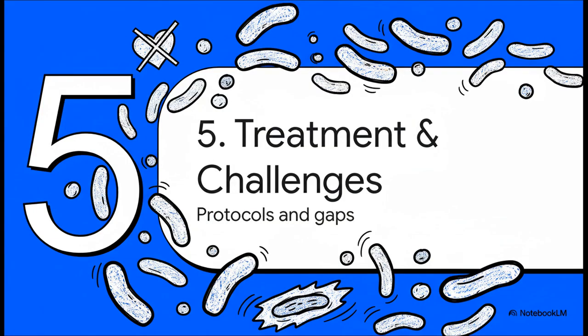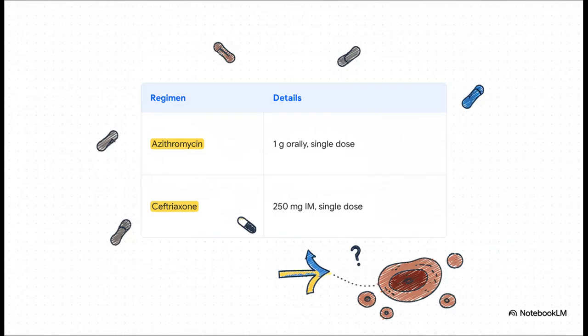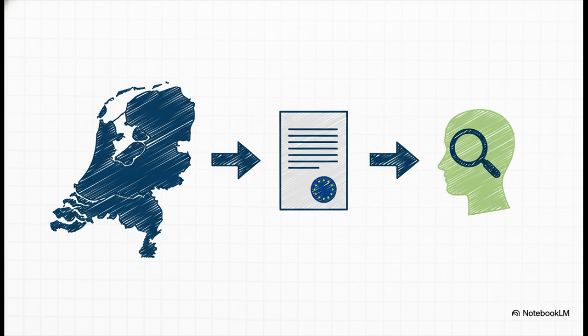Let's get into the guidelines and see where things start to get a little complicated. Okay, for adult Chancroid, the good news is that international guidelines from groups like the CDC and IUSTI are totally aligned. They recommend a single-dose therapy, which is fantastic for adherence. The choices are either 1 gram of oral azithromycin or a 250 milligram injection of ceftriaxone. Simple, clean, and effective.